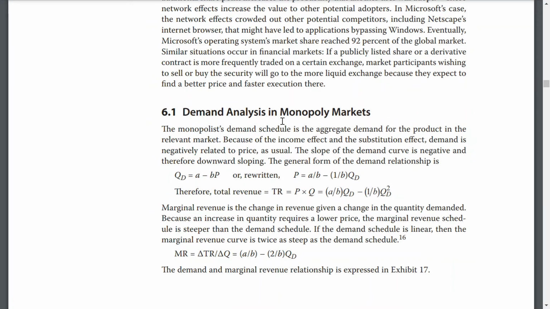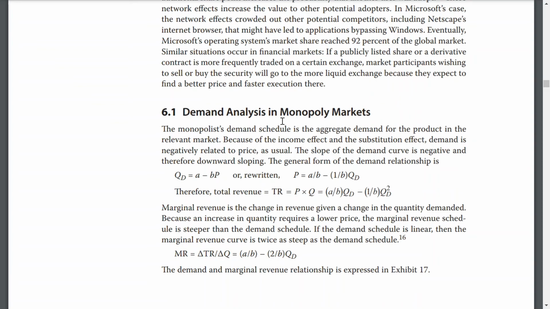6.1 Demand analysis in monopoly markets. The monopolist's demand schedule is the aggregate demand of the product in the relevant market. Because of the income effect and the substitution effect, demand is negatively related to price. As usual, the slope of the demand curve is negative and therefore downward sloping. The general form of the demand relationship is this.